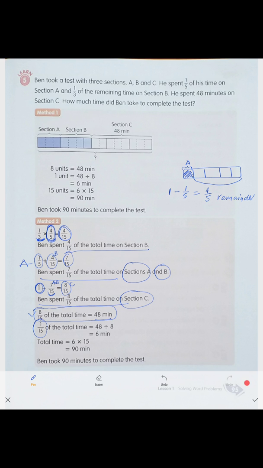How much is 1/15? 1/15th, 1 part of 15. 48 divided by 8, 6 minutes. Total time, 6 minutes times 15, the total denominator, the total amount of parts, total amount of units, is 90 minutes. Their answer, Ben took 90 minutes to complete the test. I hope everything's clear. Let's go next.